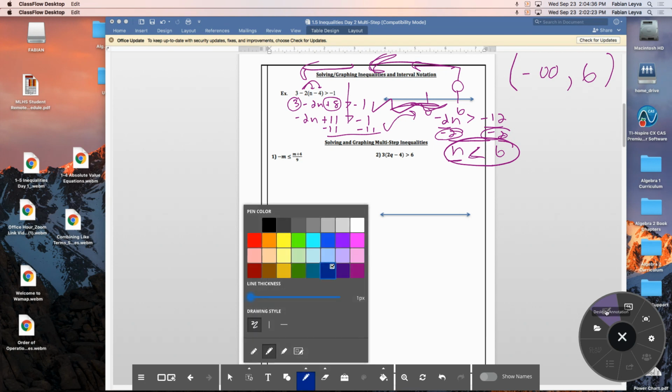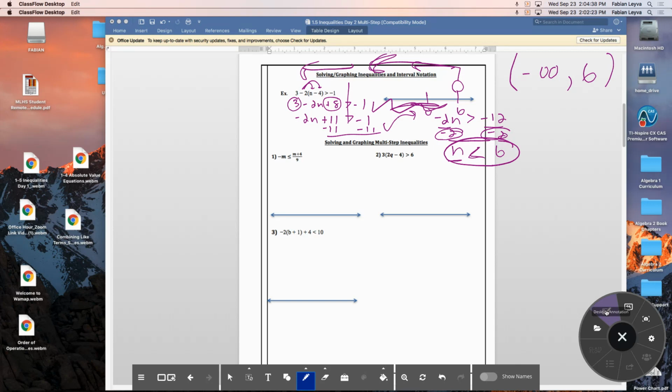So that is pretty much the basis of how to solve these. If you know how to solve equations, you know how to solve inequalities, with that little bit of remembering that when I multiply or divide by a negative, I'm going to flip the inequality each and every single time. So keep that in mind.